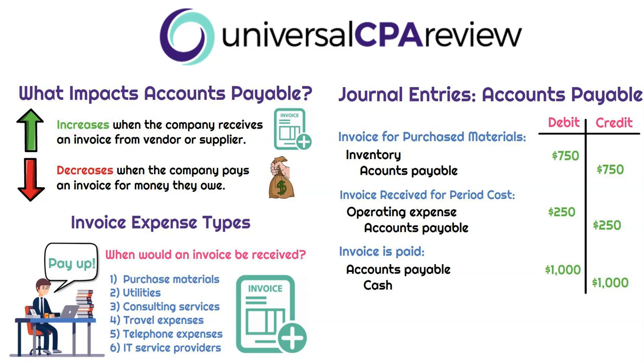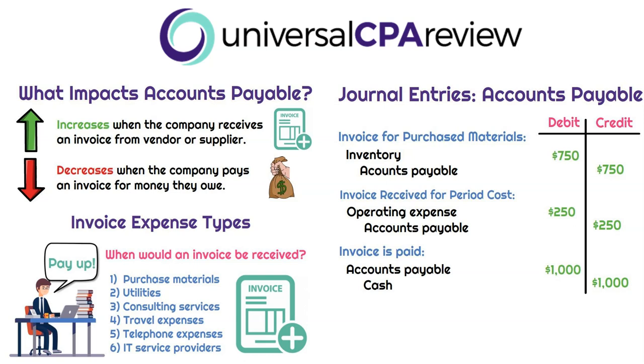And then if the expense was more of something like utilities, consulting, travel, telephone, or IT service, we call those operating expenses, also known as period expenses. That debit, instead of being to a balance sheet account, is going to be to an operating expense account. And then the credit would still be to accounts payable because we're recording the invoice and increasing accounts payable.